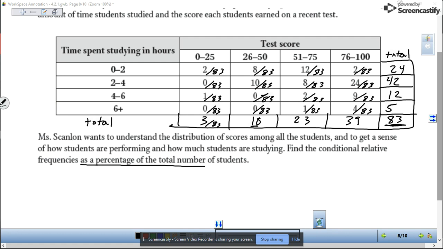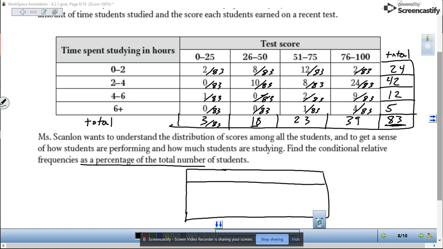Because I don't have a ton of room, I'm going to create a little 4x4 chart that mirrors what we had up here. This just mirrors the original one, so I'm not going to rewrite my columns. I'm just going to get my numbers here. So 2 divided by 83, and we're doing a percentage. So this is 2.4%.